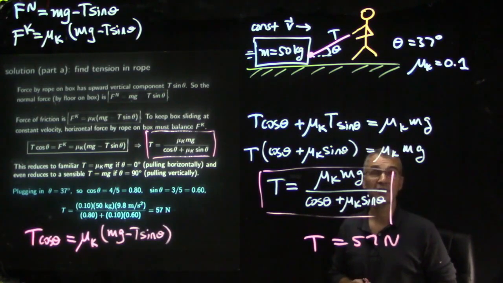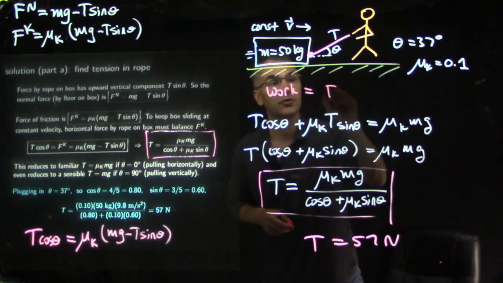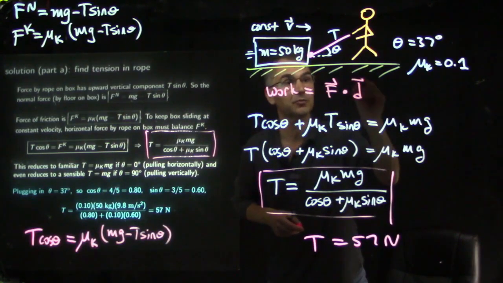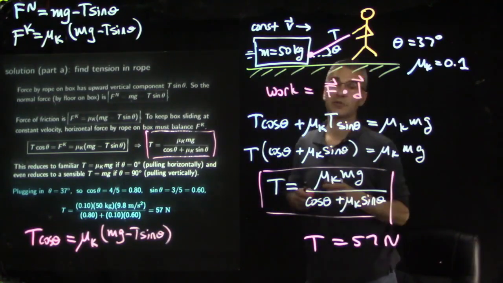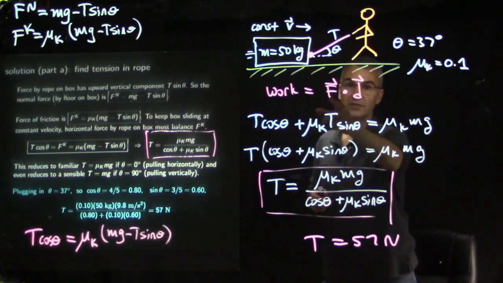Now the tricky part is we're going to say how much work does she do moving the box 10 meters? And the tricky thing about this is that the work is the force dot product with the displacement, delta r. So if they're in the same direction, then you just multiply them.